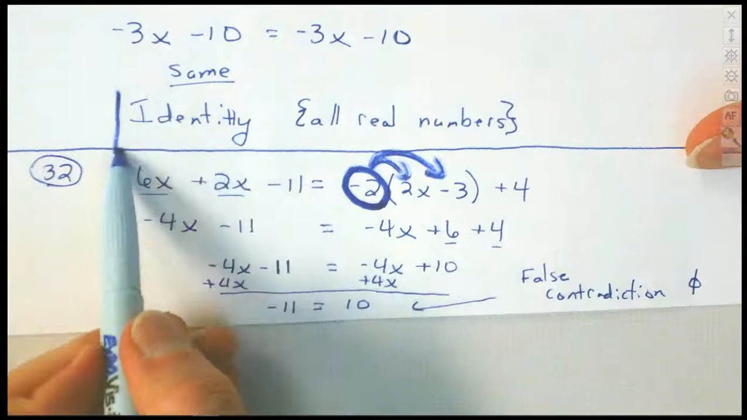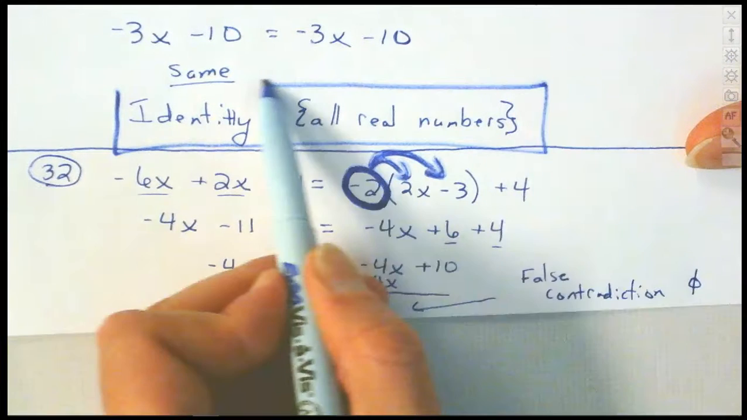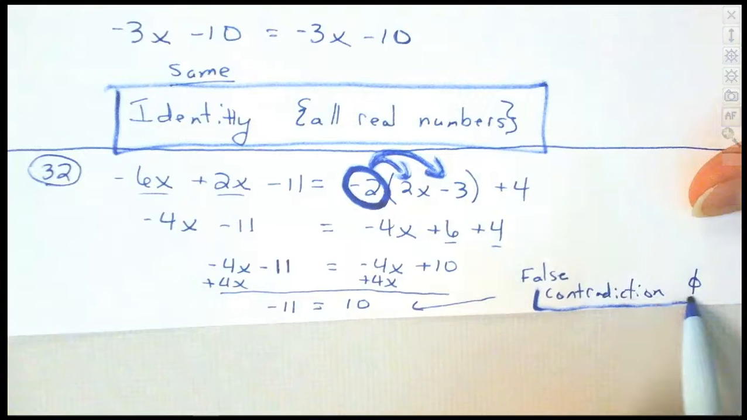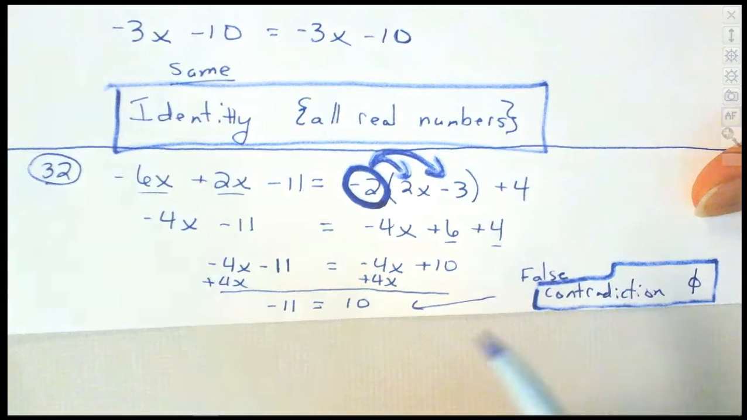So the last one was an identity, and all real numbers. This one is a contradiction, and no solution.